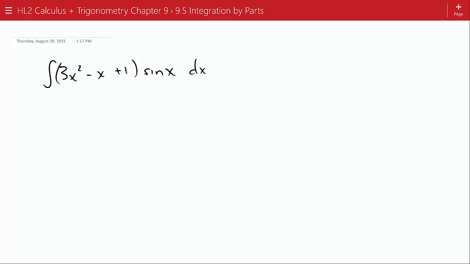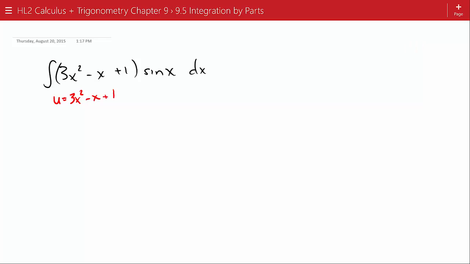So here we have 3x squared minus x plus 1 times sine of x dx. You should be able to clearly see that there are two parts here. And the polynomial is what we're going to let u be. So u is equal to 3x squared minus x plus 1.